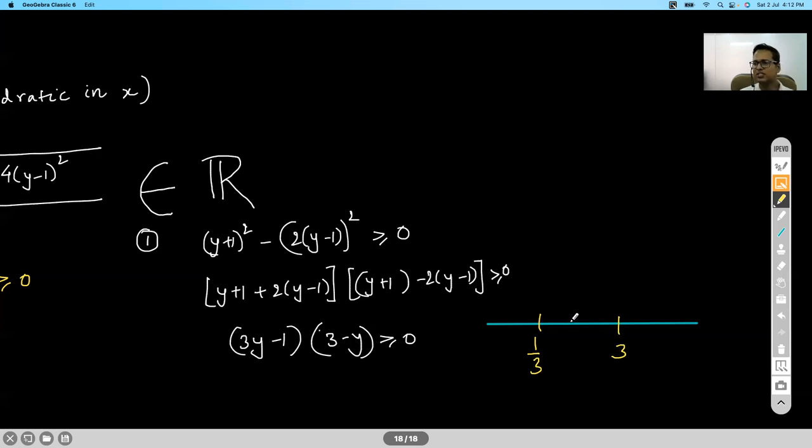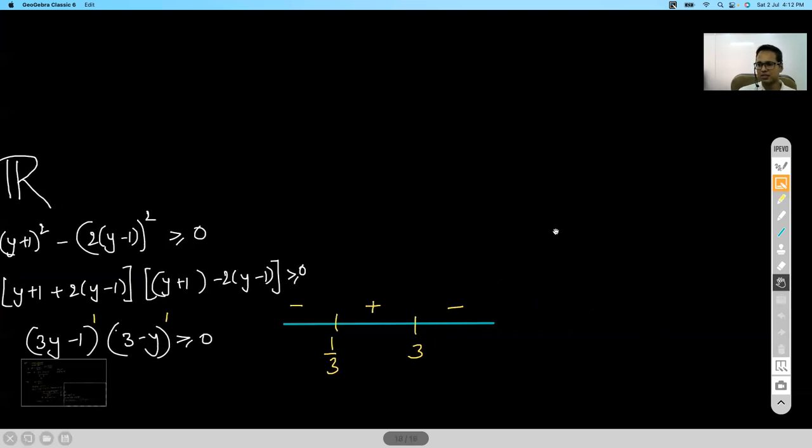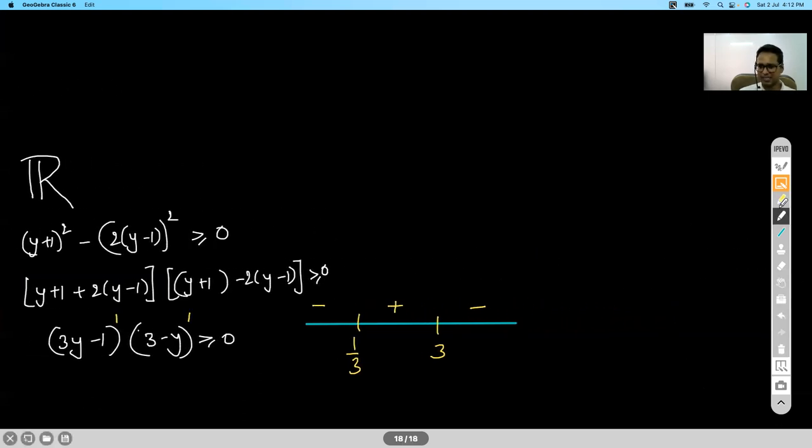Okay, now take the value which is more than 3. Let's say I take a 4, everything will be negative. So this will be negative. Now see, this is one occasion where you started with negative on the rightmost. So never take it positive by default. And since all these factors are coming from odd power, there will be a switching of sign. Correct? Yes or no? So for greater than or equal to 0, the interval that you are getting is 1 by 3 to 3. And since greater than or equal to is there, you can include both of them.